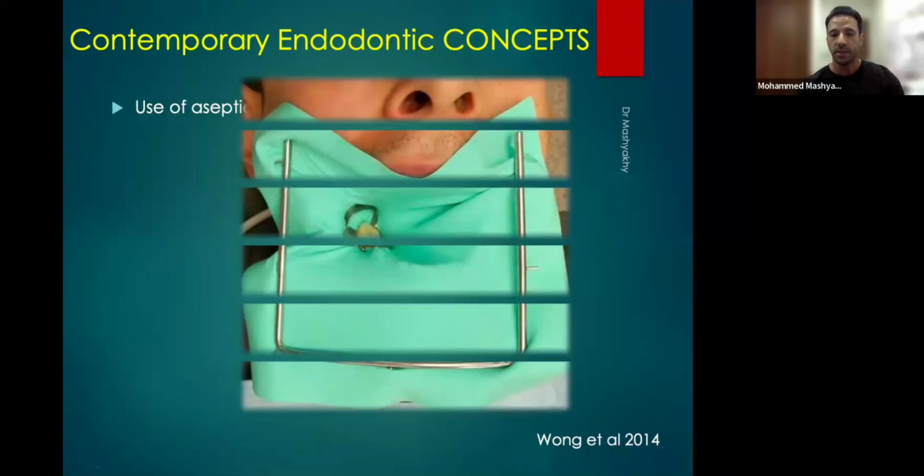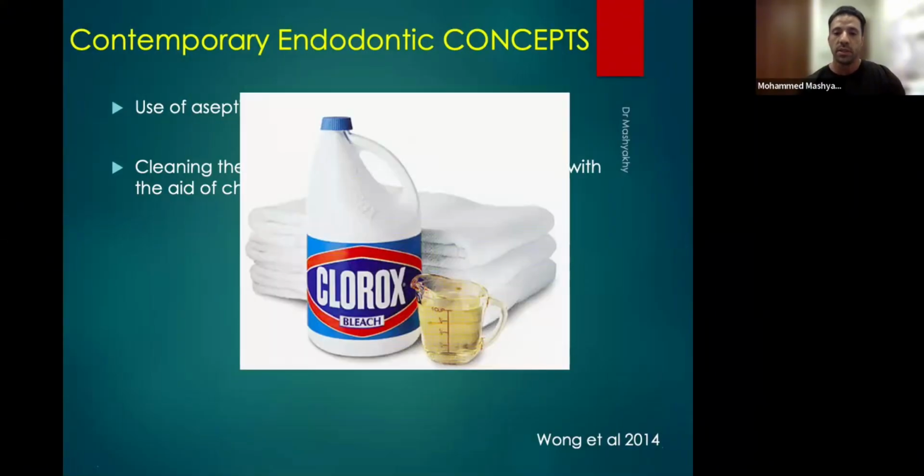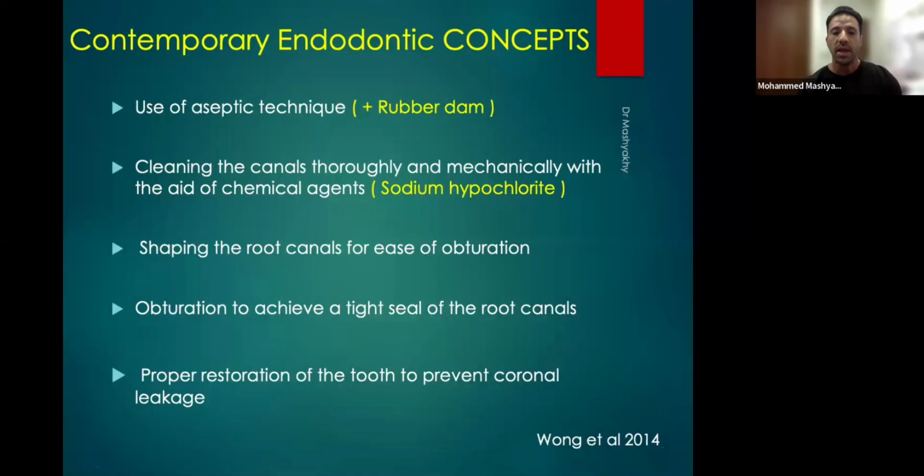The second thing is that we have to do the cleaning and shaping thoroughly using sodium hypochlorite, which is very important to kill the bacteria and dissolve the organic tissues. It's a simple one, easy to get from the market, and it will do the job for you. And also shaping the root canal system for obturation. We have to obturate the case eventually, and we have to do a very good obturation so we can have a tight seal apically and coronally. Then eventually we have to end up with a good coronal filling to prevent coronal leakage, which is very important.